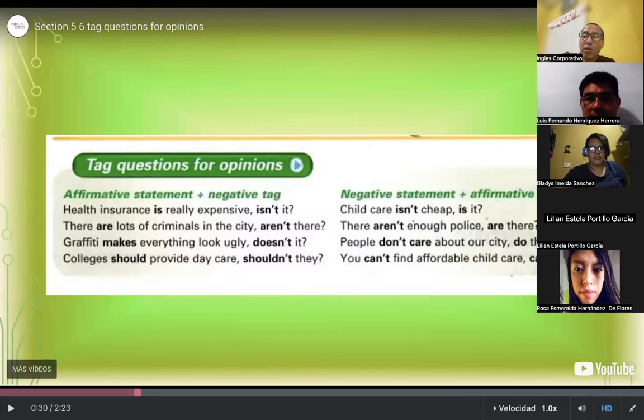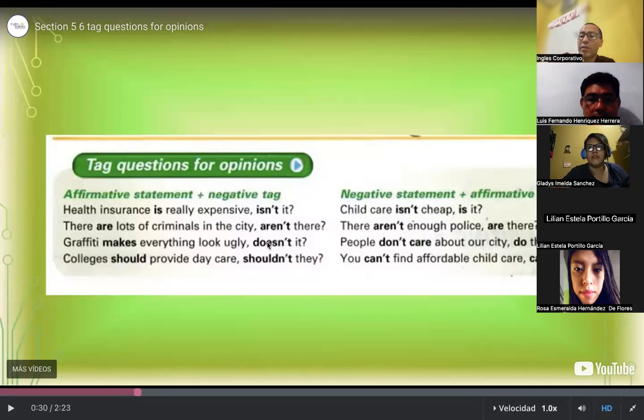It depends on the auxiliary in the sentence. This is the auxiliary for the tag. It's just like a question. If you make this a question, you're going to begin with is. Is health insurance really expensive? But in the tag question, we put it at the end. That's the idea.